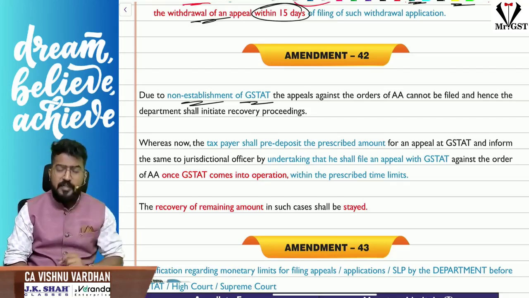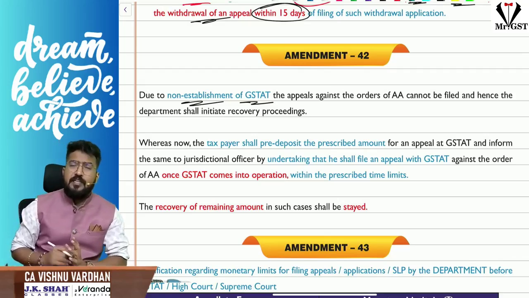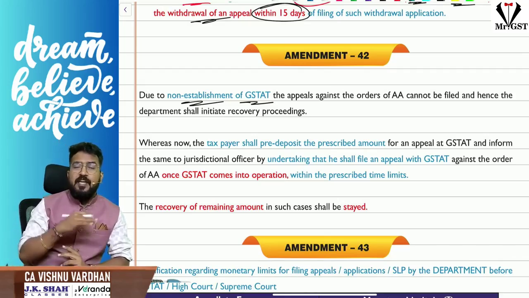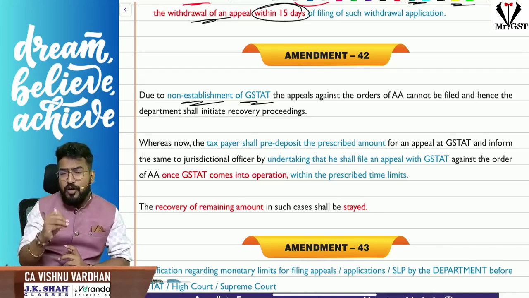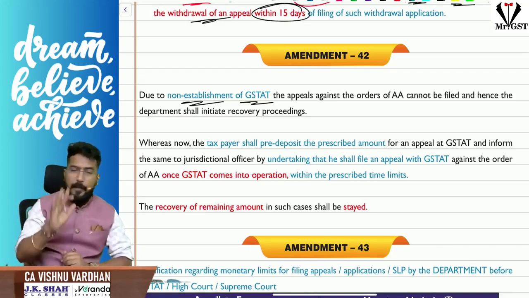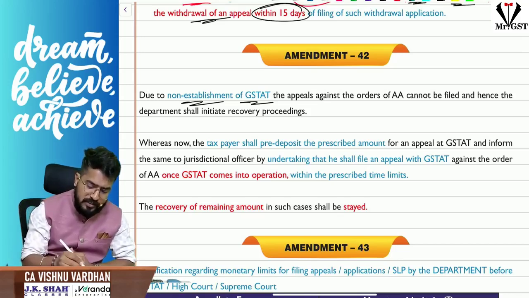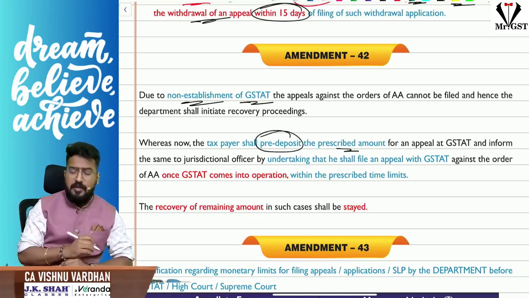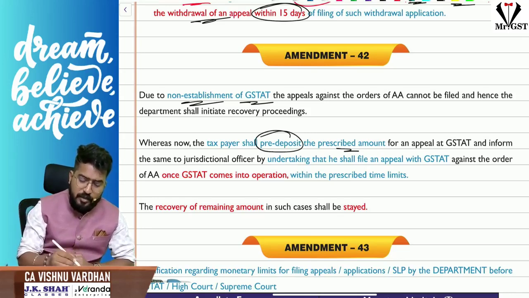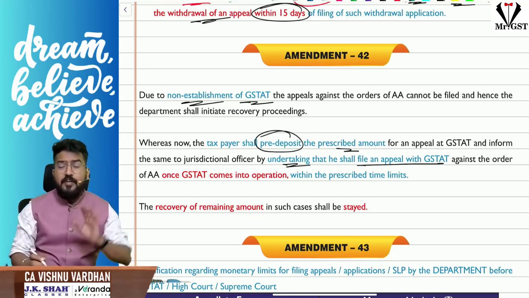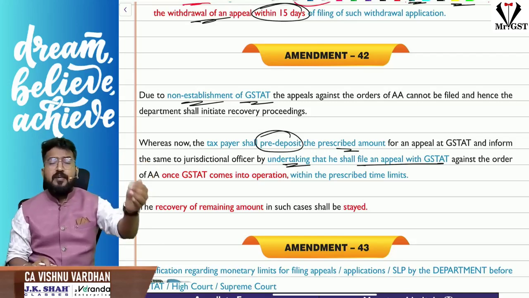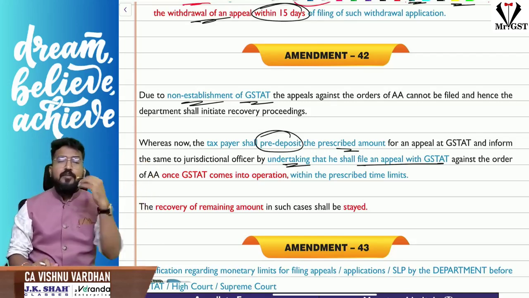So for that mandatory pre-deposit amount, here what they are saying is, because the tribunal is not set up, for any adjudicating authority's order, if you want to go for an appeal, then you can pre-deposit the amount in the prescribed manner, and you should give an undertaking that when in future the GST appellate tribunal is set up, I will go for an appeal.